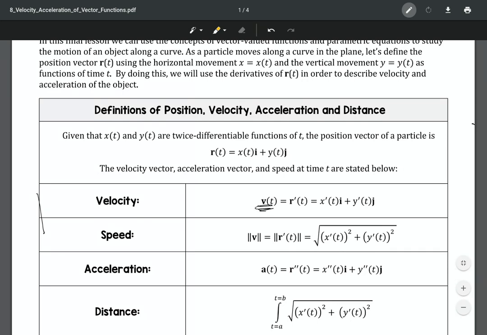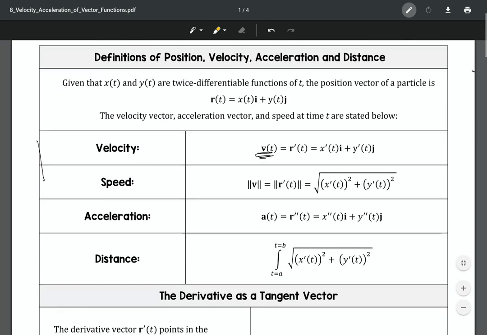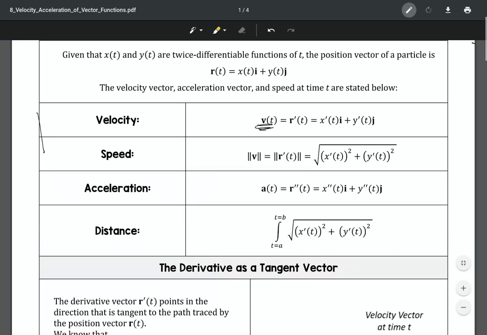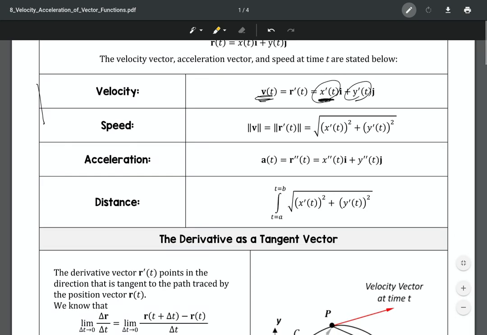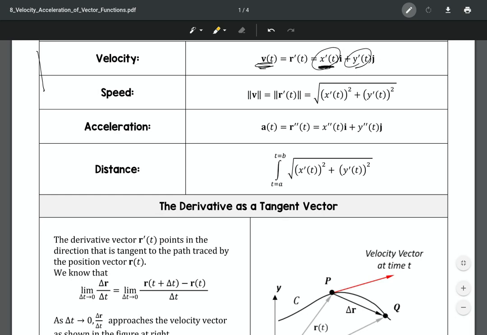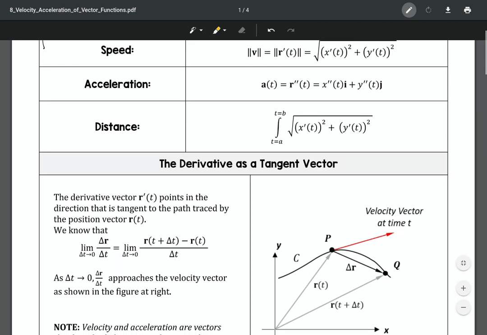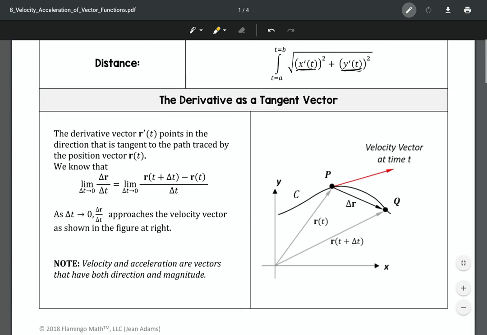So velocity would be the same thing as the derivative of function r, but you can also split that up into components. This is the velocity in the x direction. This is the velocity in the y direction. Acceleration, the same idea, and distance is the integral of the square root of the velocity in the x direction squared plus the velocity in the y direction squared. So let's just go ahead and go on to some problems.